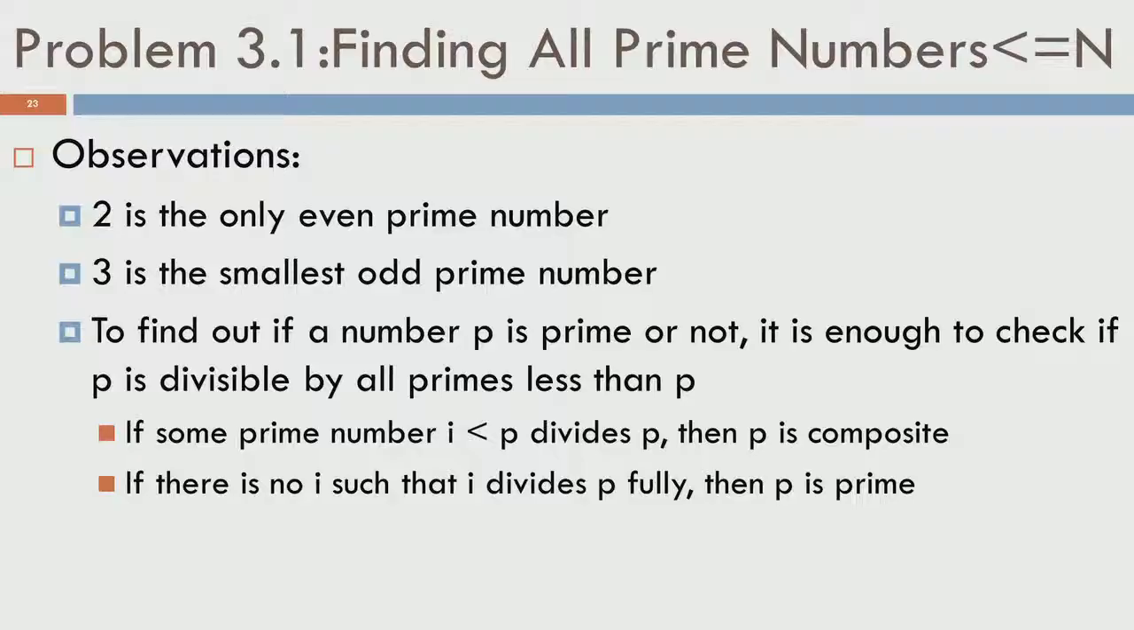So, 4 is not a prime number because it is a multiple of 2, it is an even number. 5 is a prime number, 6 is not because it is even, 7 is a prime number, 8 is not because it is even, 9 even though it is an odd number is not a prime number because it is 3 times 3, and so on.